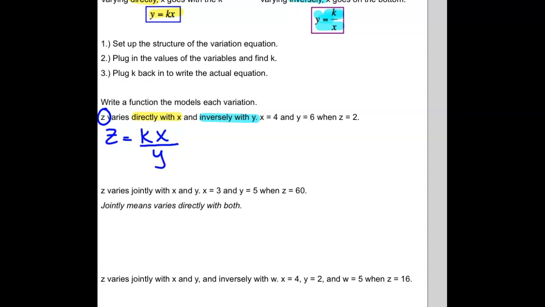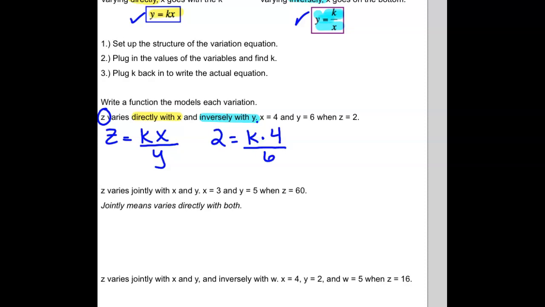So it's similar to the ones I highlighted up here. All right, but we have to watch the variables they're giving us. So z varies means z equals. Directly means the x is getting multiplied to k. Inversely means our variable is getting divided. So we're dividing out a y. Then they give us an x, y, and z that works in this variation formula. So they tell us that z is 2 when x is 4 and y is 6.